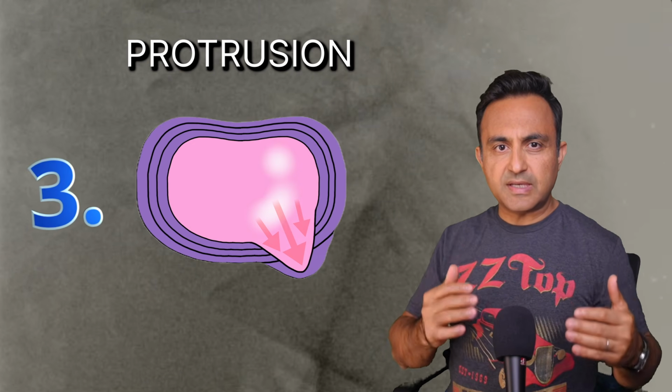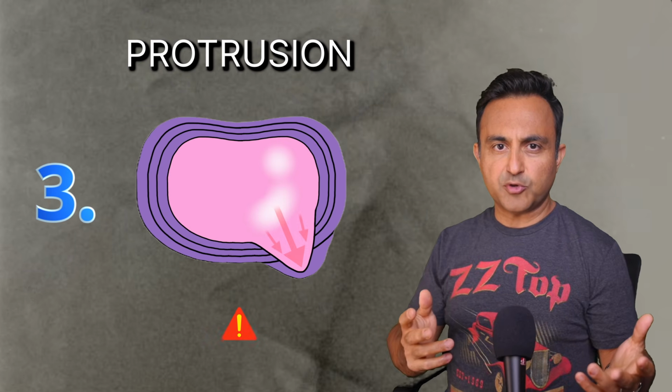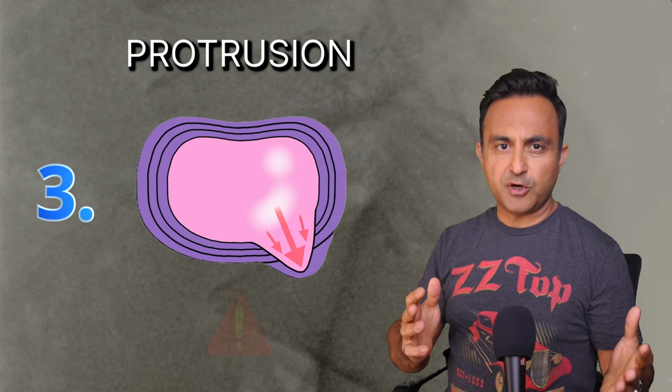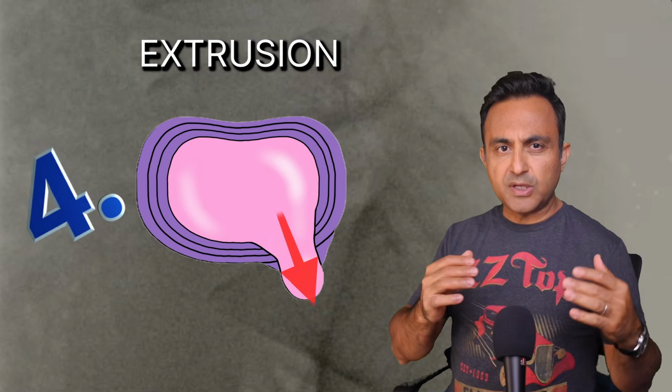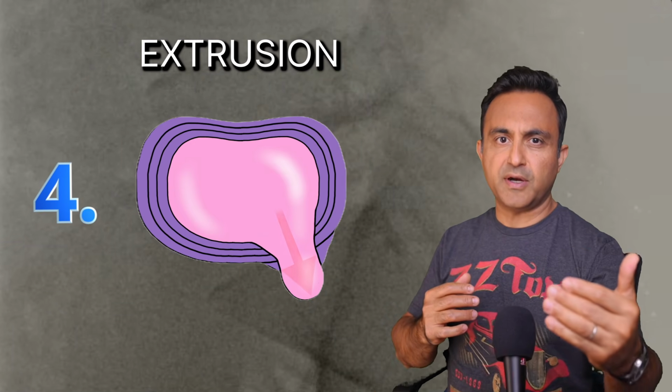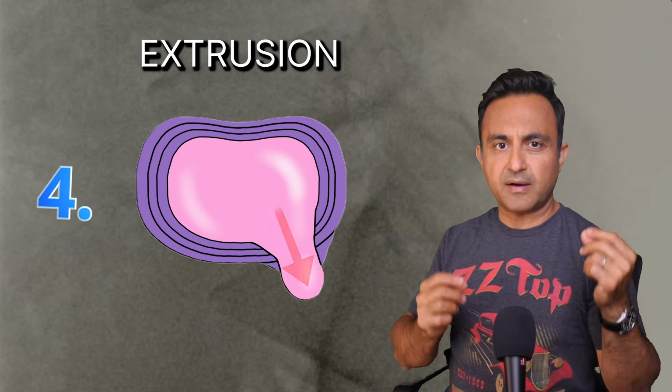If the nucleus continues to push through most, but not all, of the annulus, that's called a protrusion. The disc is now officially herniated. At this point, it can push on a nerve and cause sciatica. If the nucleus pushes further through all of the layers of the annulus, it's called an extrusion. This often makes the sciatica worse.